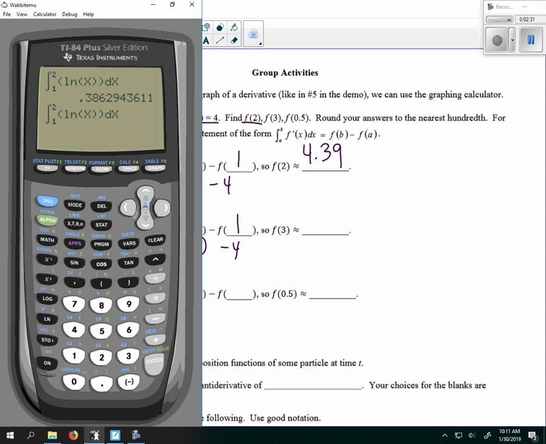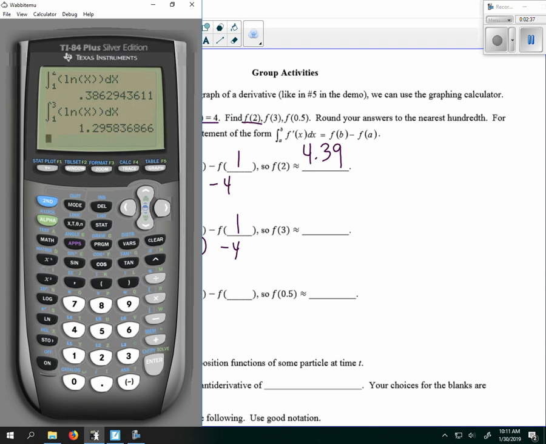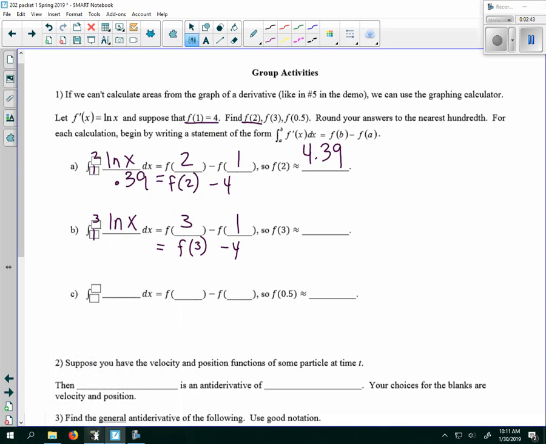Hit second enter, and instead of going from 1 to 2, I'm going to go from 1 to 3. And I get 1.30 if I round to the nearest hundredth. 1.30. Solve for f of 3 by adding 4 to both sides, and we get 5.30.